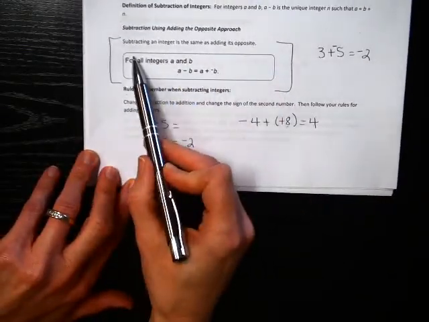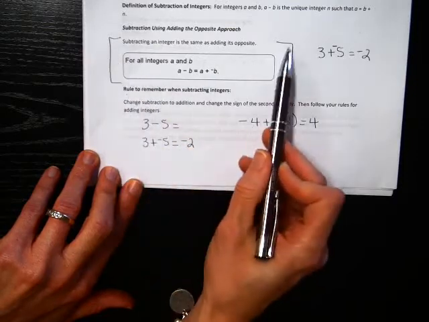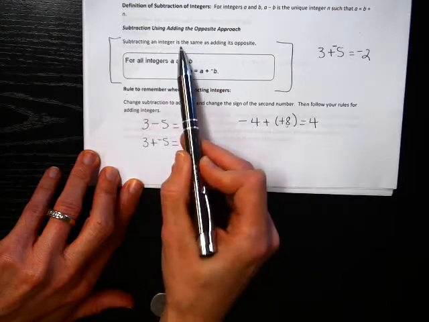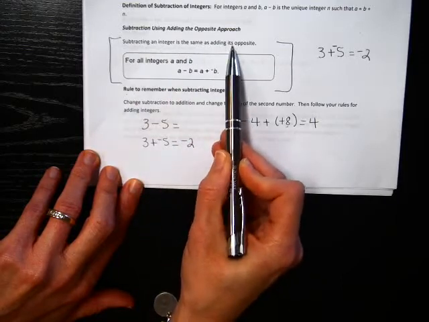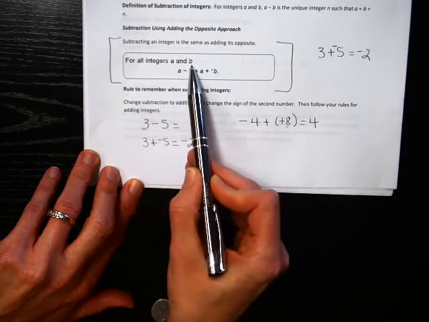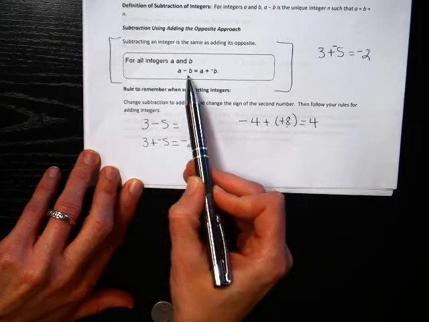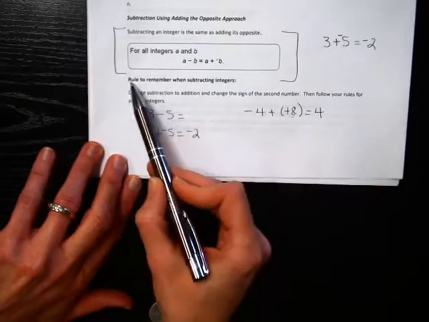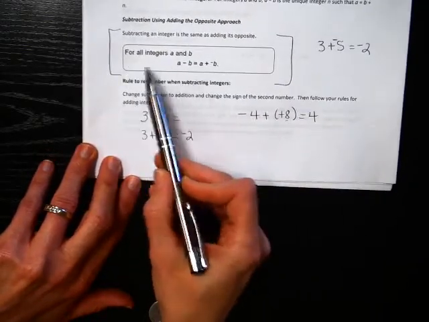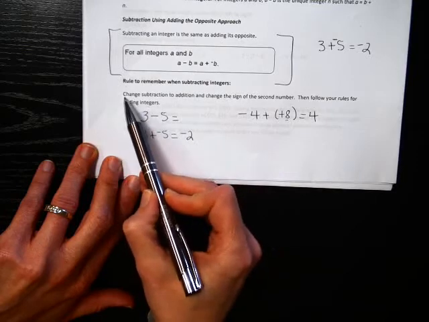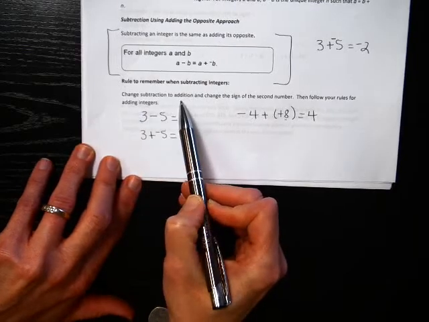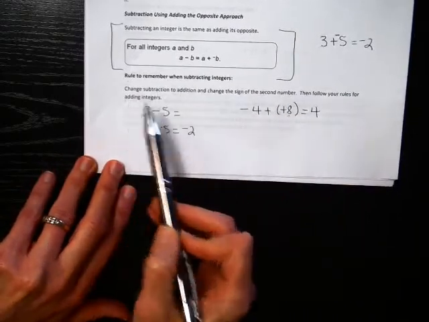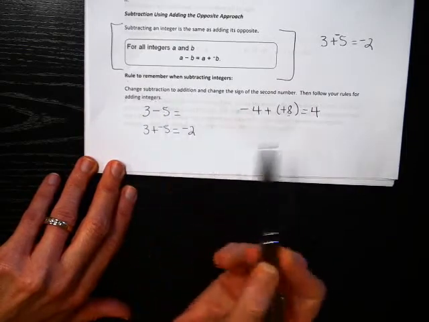Now, subtraction using the opposite approach is really what the rules for subtracting integers that you probably learned in school were based on. Subtracting an integer is the same as adding its opposite, okay? For all integers a and b, a minus b is equal to a plus the opposite of b. We can take that and think of it as a rule: we change our subtraction to addition, and then we change the sign of the second number. Then all you have to do is follow your rules for adding integers because you've changed it to an adding problem.